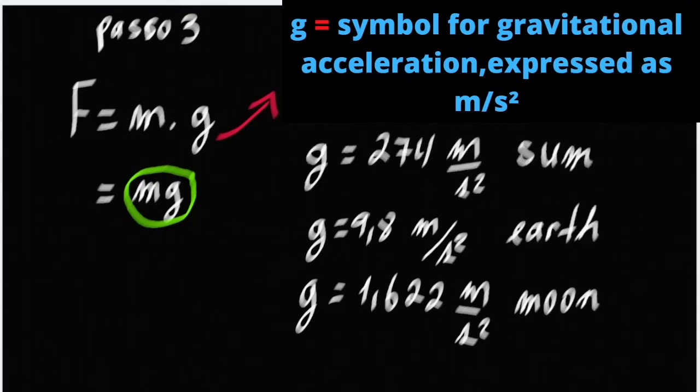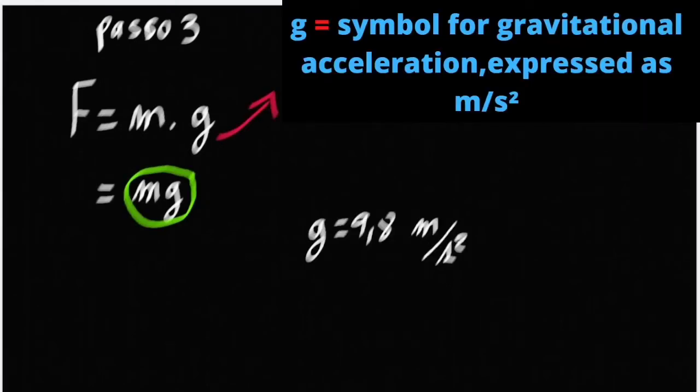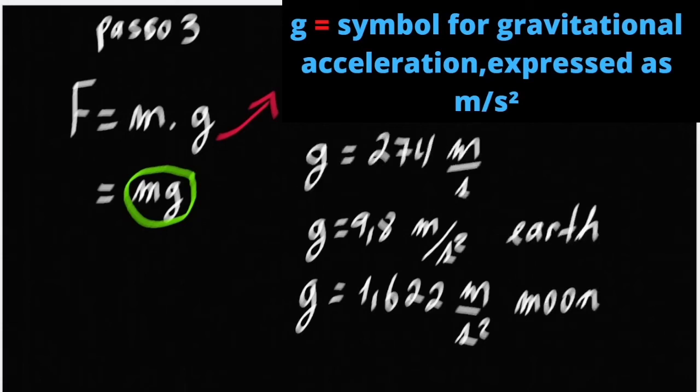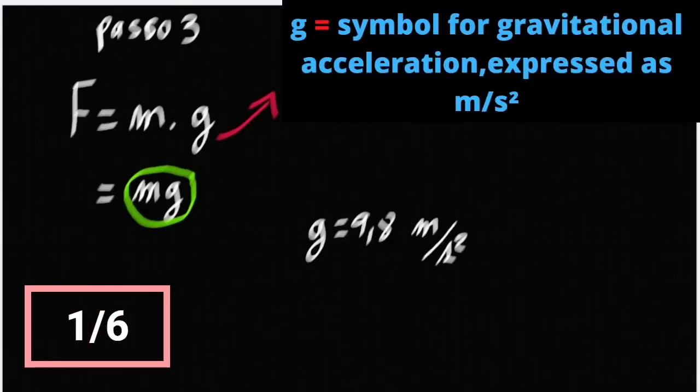The gravitational acceleration on the Moon is different from the gravitational acceleration on the Earth. Acceleration due to gravity on the Moon is about 1.622 m/s², or about 1/6 of the acceleration that it is here on Earth. That's why you weigh 1/6 of your Earth weight on the Moon.